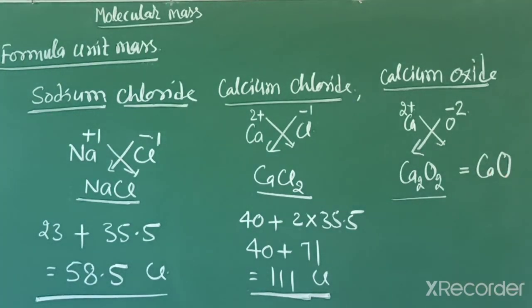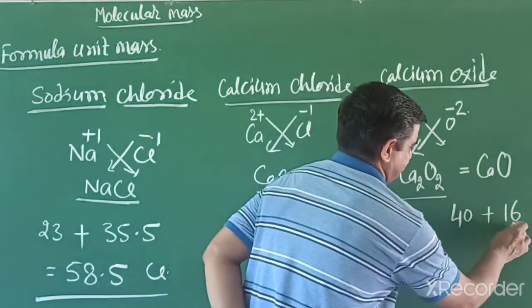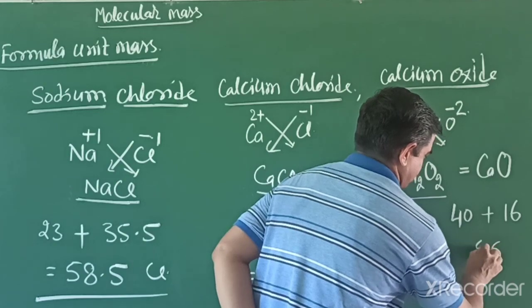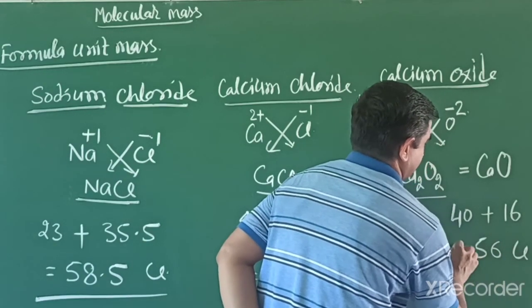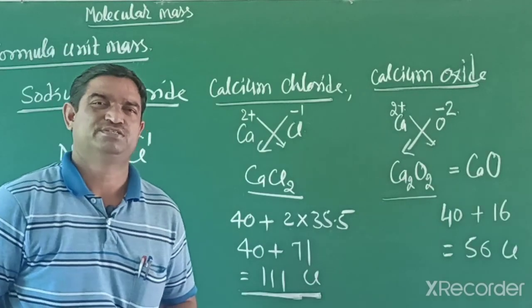So for calcium oxide mass, students, again you calculate the mass of calcium and oxygen. Calcium mass we know is 40, given in the book, and oxygen mass is 16. So 1 oxygen 16, then the total sum is 56. So in this way these are formula unit mass.